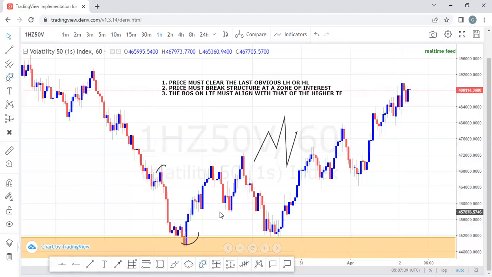So before you call it a break construction, it must happen at, number one, a zone of interest, and number two, it must align with the higher time frame, and number three, it must clear the obvious lower high or lower low, or higher high or higher low, right? So those are the three rules for knowing a valid POS. The zone of interest must be there, and all of that.